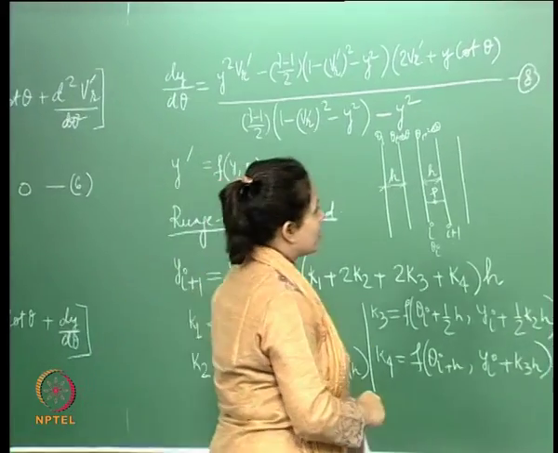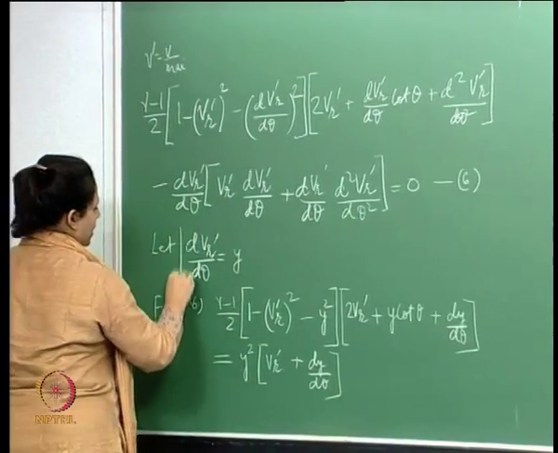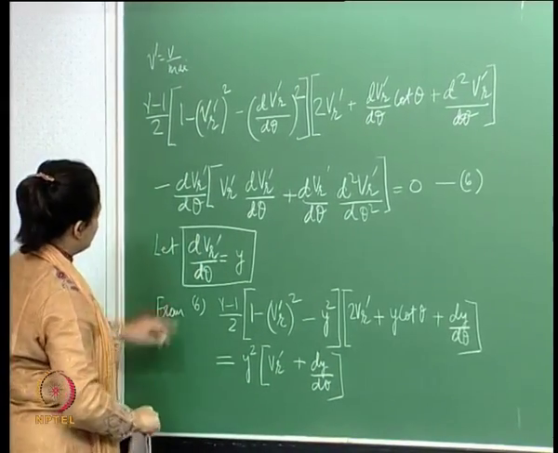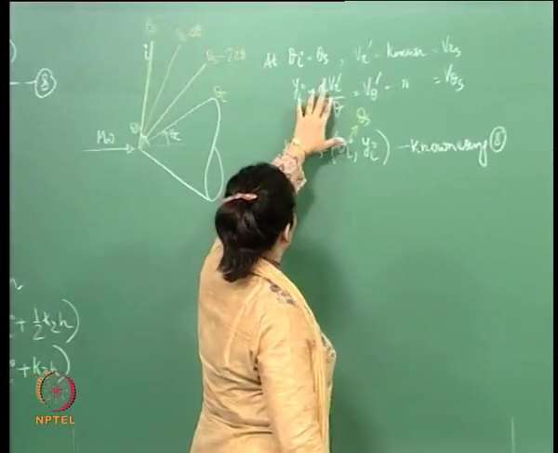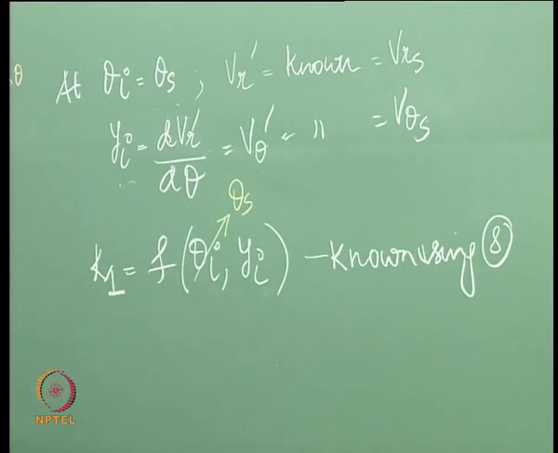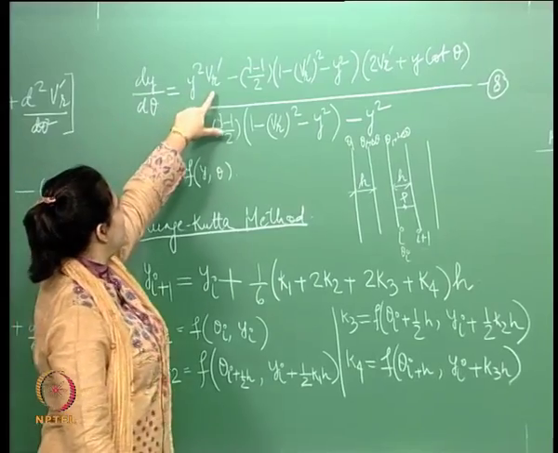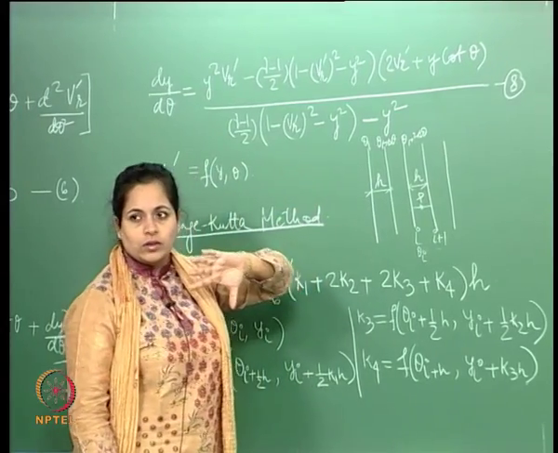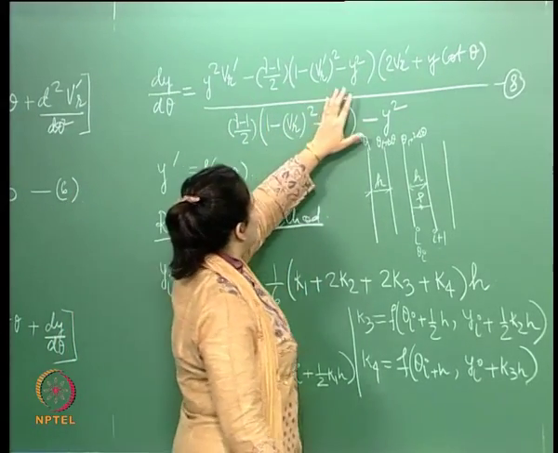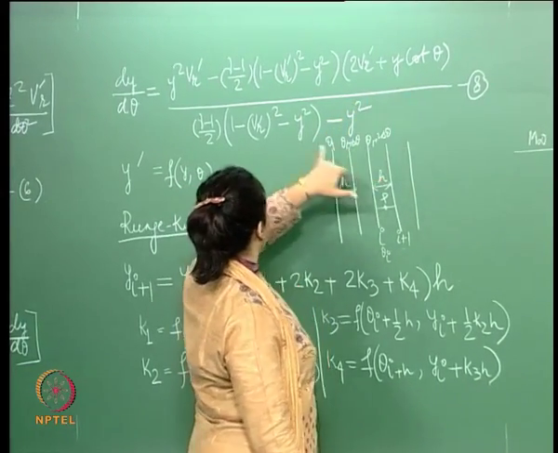dVr dash by d theta is, let's go back here. This is my y, you remember. So this is the y, which is dVr dash by d theta, okay. So dVr dash by d theta, which is the y, is V theta dash. This is also known to us. If you look at this function here, which is y dash, Vr dash, all of this is known at theta s, and y at theta s, or yi in this particular case.